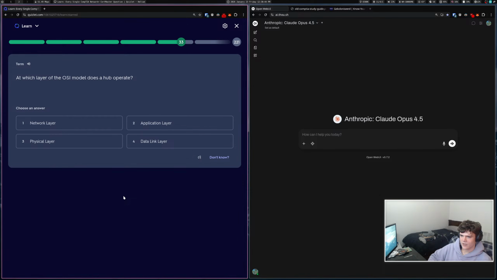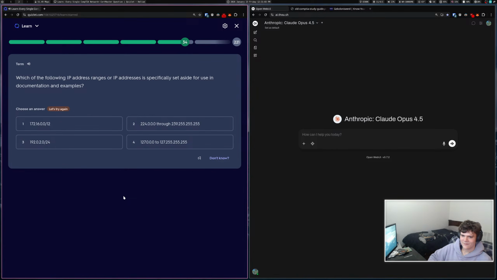At which layer of the OSI model does a hub operate? You would think it's data link layer because a lot of switches are at the data link layer, but it's actually at the physical layer because all it does is port mirroring. And then it's 192.0.2.0.